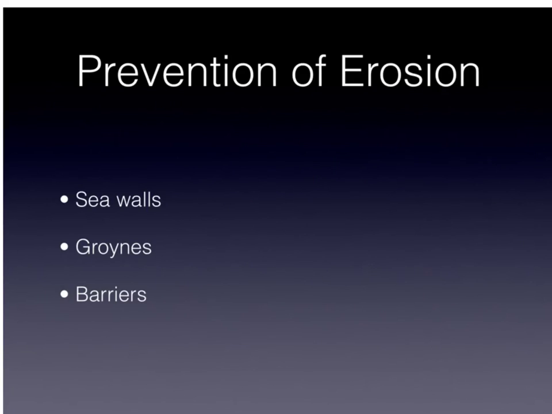There are several ways you can prevent erosion, and some of them are seawalls, groins, and barriers, which can help the water not hit the cliff so hard so it doesn't erode as easily.